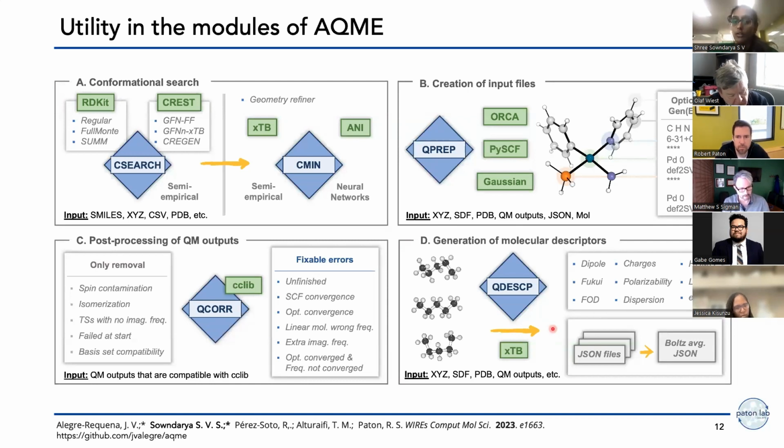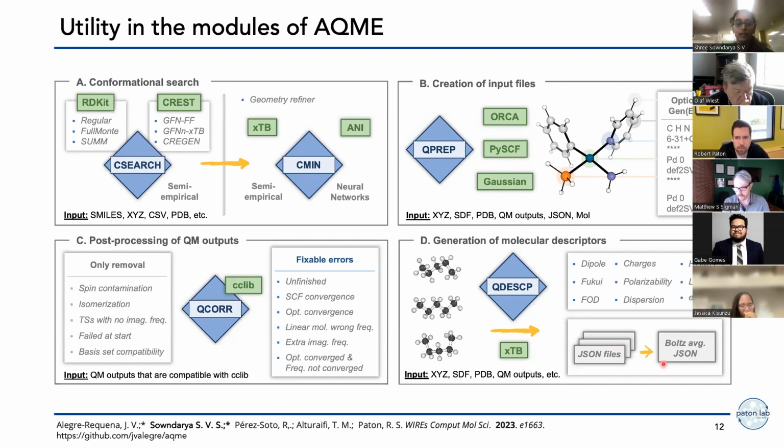You could also get out atomic properties such as charges and bond properties such as bond orders, which are stored to JSON files. And we also get results based on Boltzmann averages for these specific properties for the different conformer ensembles that are present.